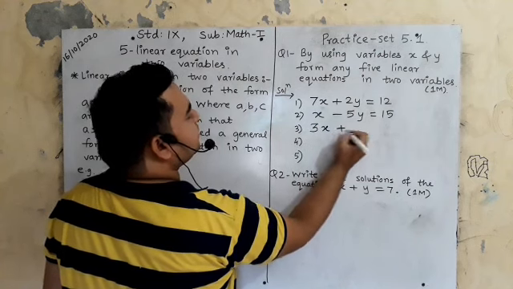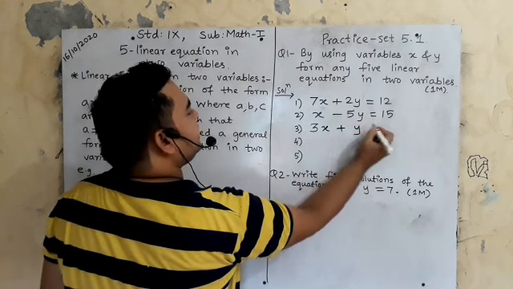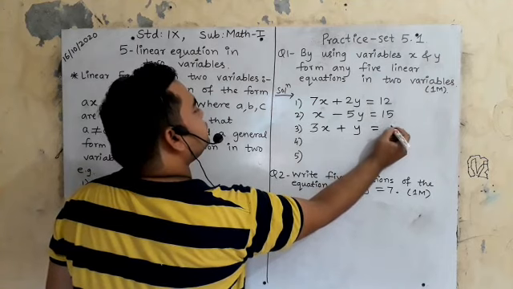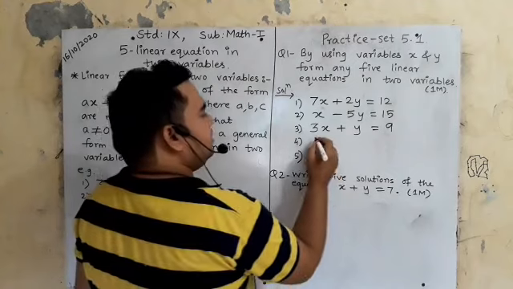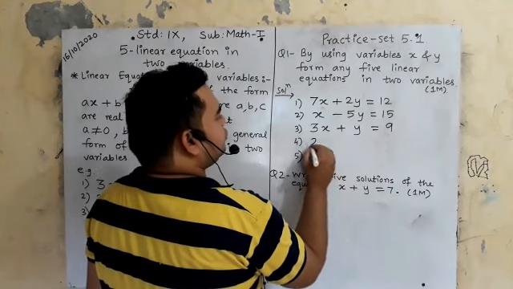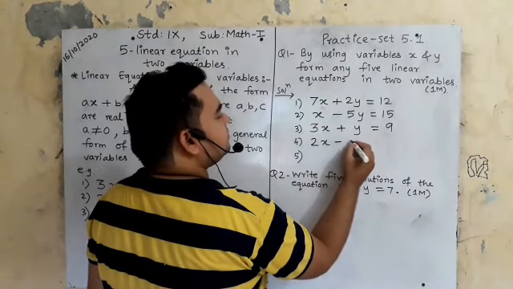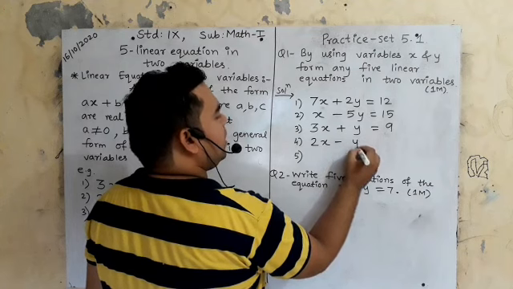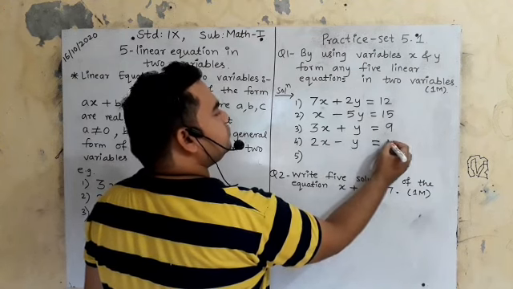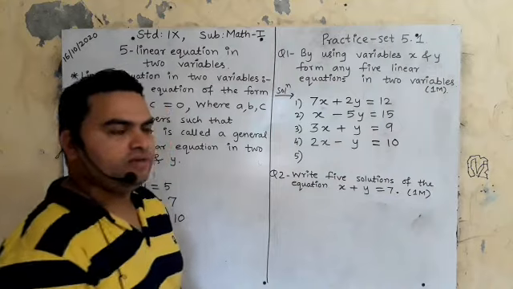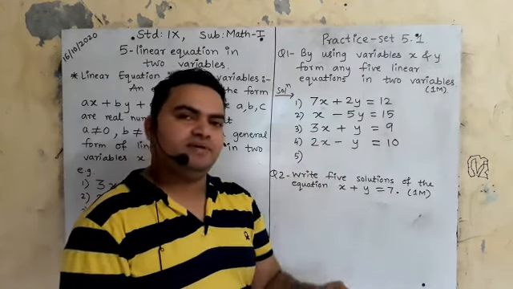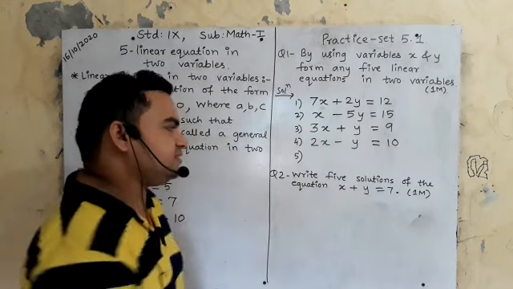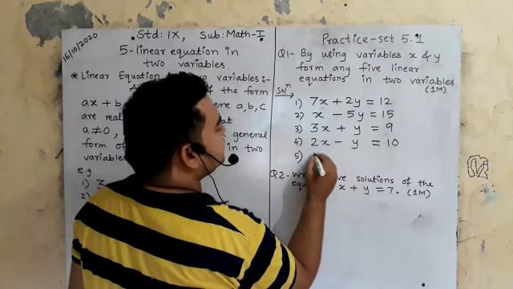3x plus y is equal to 9. No problem, you can write any number. Now here you will use 2x minus y is equal to 10. No problem, you can use x and y, two variables, and you can use any real numbers as per your choice.